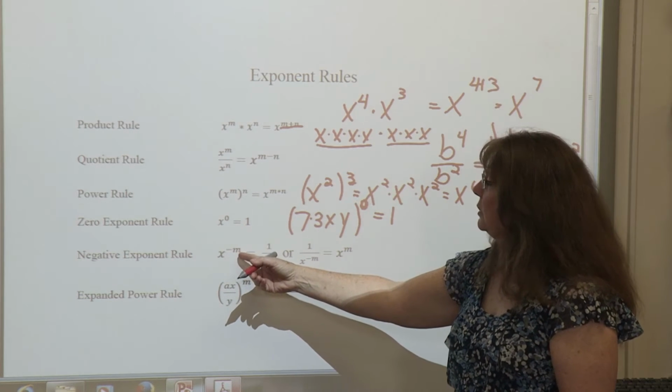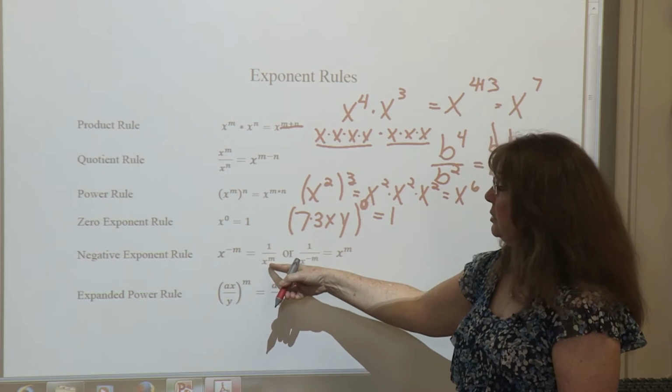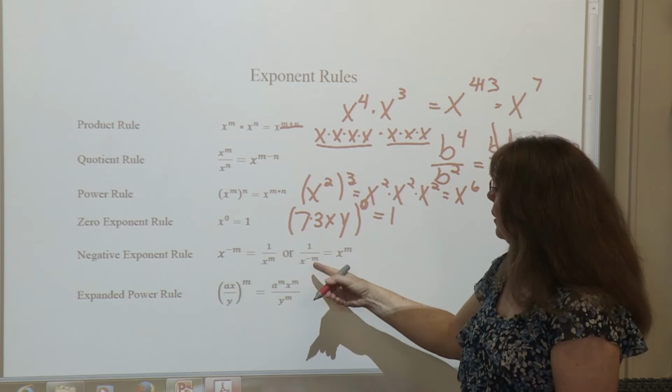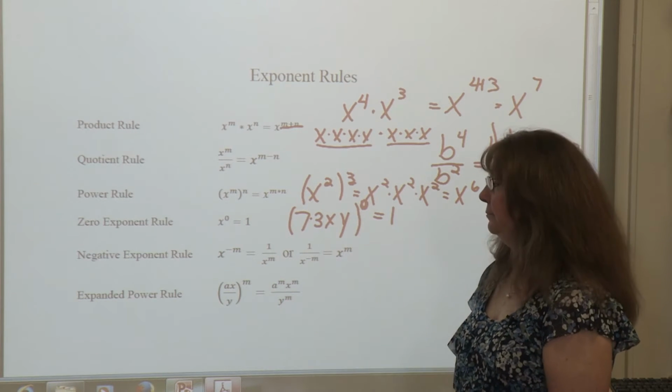Remember, the negative exponent is telling you to change locations. So if it's in the numerator, it'll go down to the denominator to become positive. Or if you have a negative in the denominator, it'll move up to the numerator to become positive.